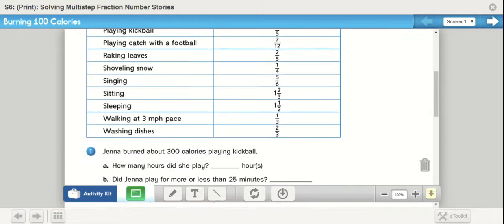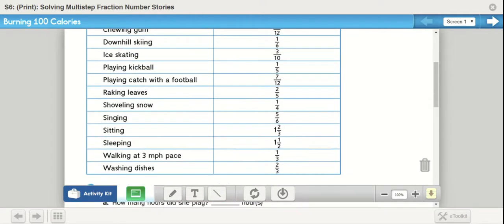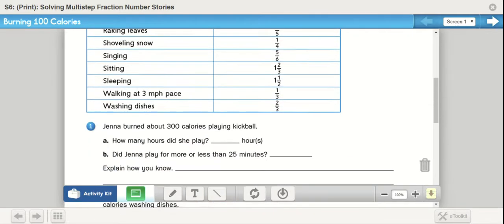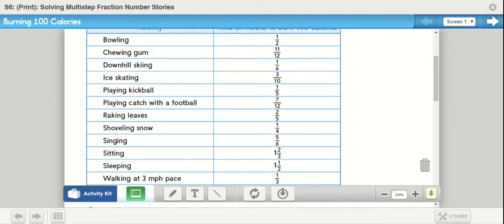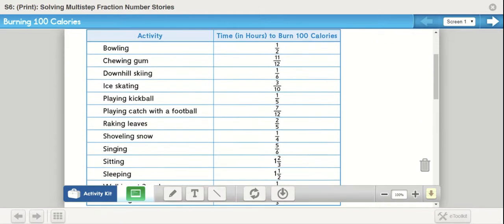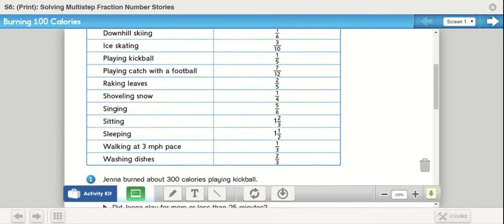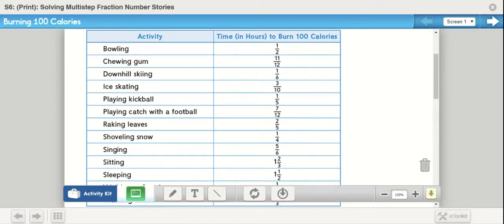So your table's at the top. We will refer to that while we are working. But it says Jenna burned about 300 calories playing kickball. How many hours did she play? So this is all to burn 100 calories, okay? So kickball, where's kickball? Right here. So kickball, it takes 1/5 of an hour to burn 100 calories.